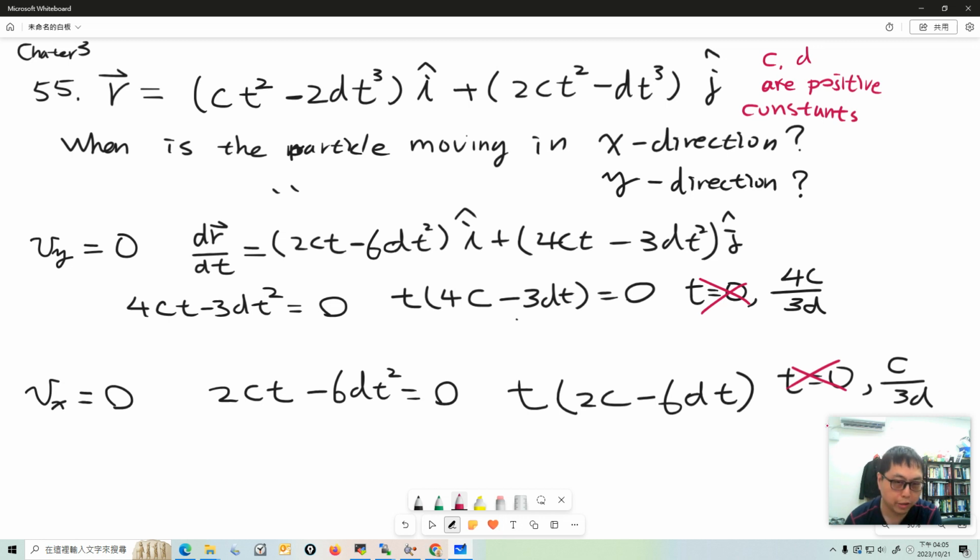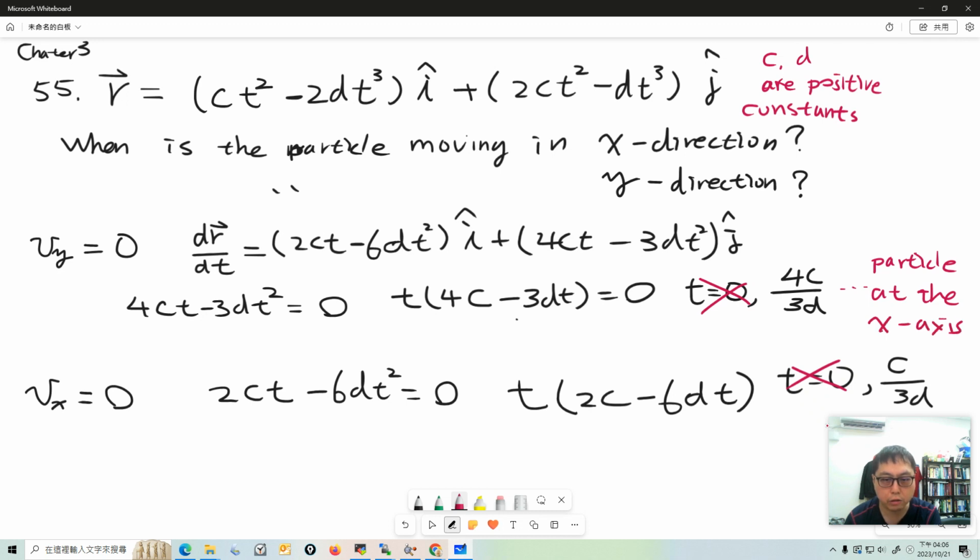But that's not quite accurate. This only means that at this time the particle is on the x axis. So I think this problem is not asking the right question. The answer just tells you the particle is at the x axis.